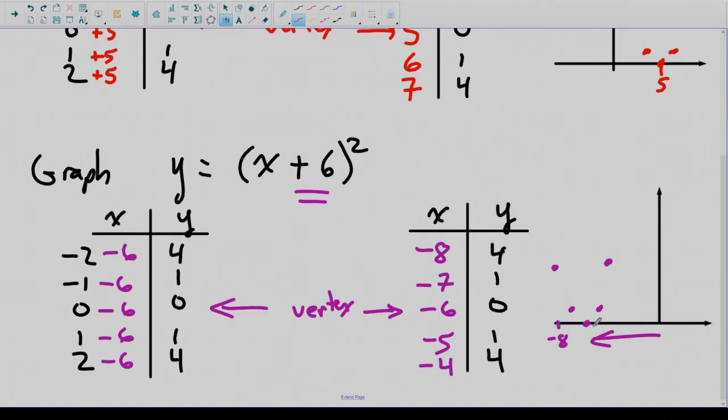Okay, so don't get confused about that 8. This is negative 6 right here. So my vertex has moved to the left by 6, which means all of my points have moved to the left by 6.